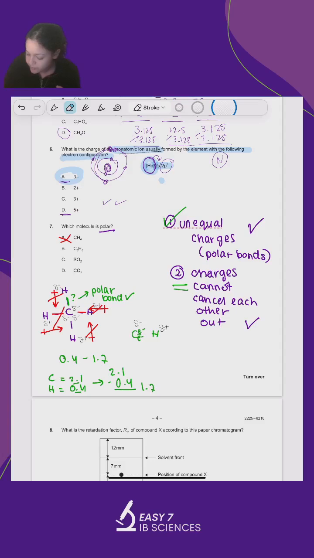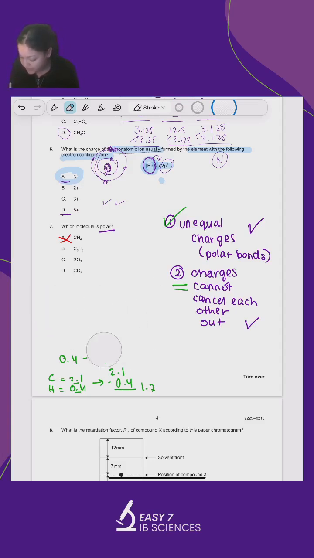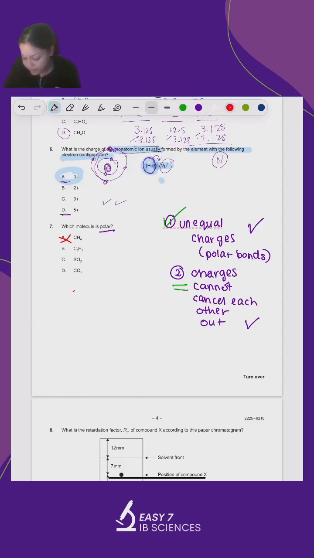What about the second one? C6H6. That C6H6 is actually in a ring, like so. And that also is not polar. Again, those charges are going to cancel each other out.